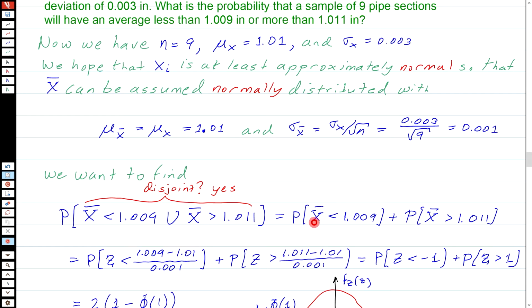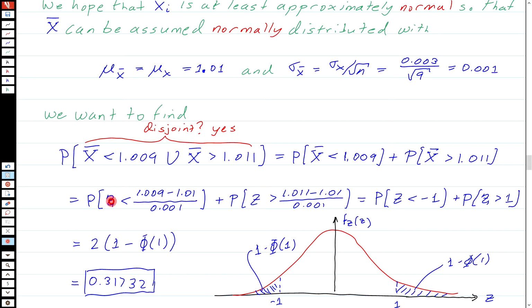Then basically these x bars are normally distributed, so I standardize both of these terms by subtracting the mean and dividing by the standard deviation of x bar. The standard deviation of x bar was this 0.001, and I get these two terms. It turns out that these 1.009 and 1.011 are symmetric around the mean of 1.01.